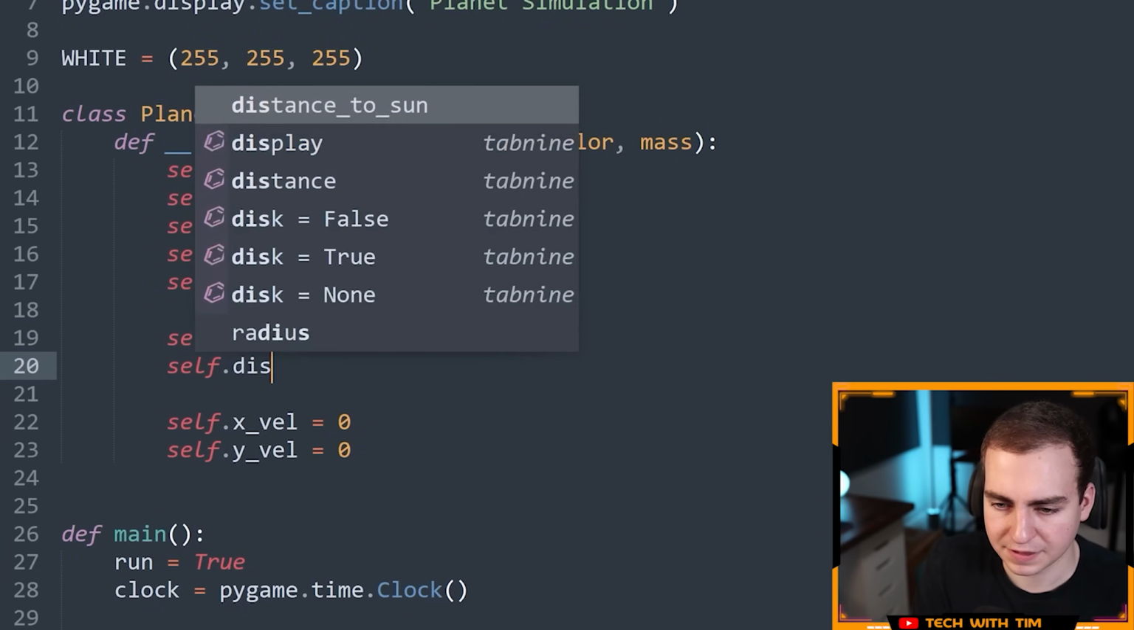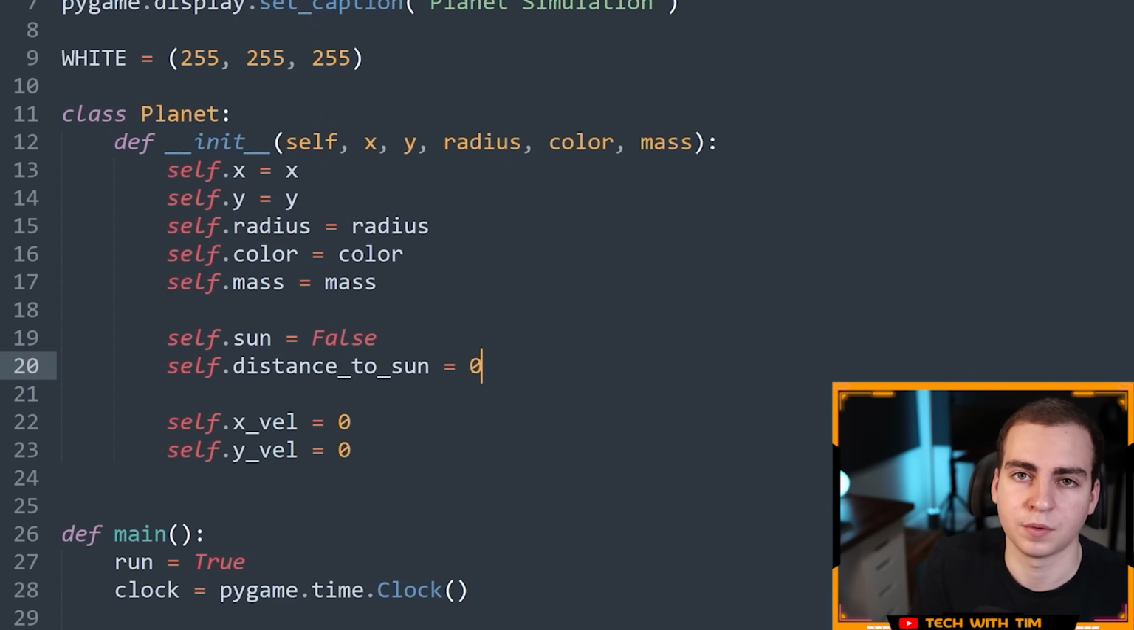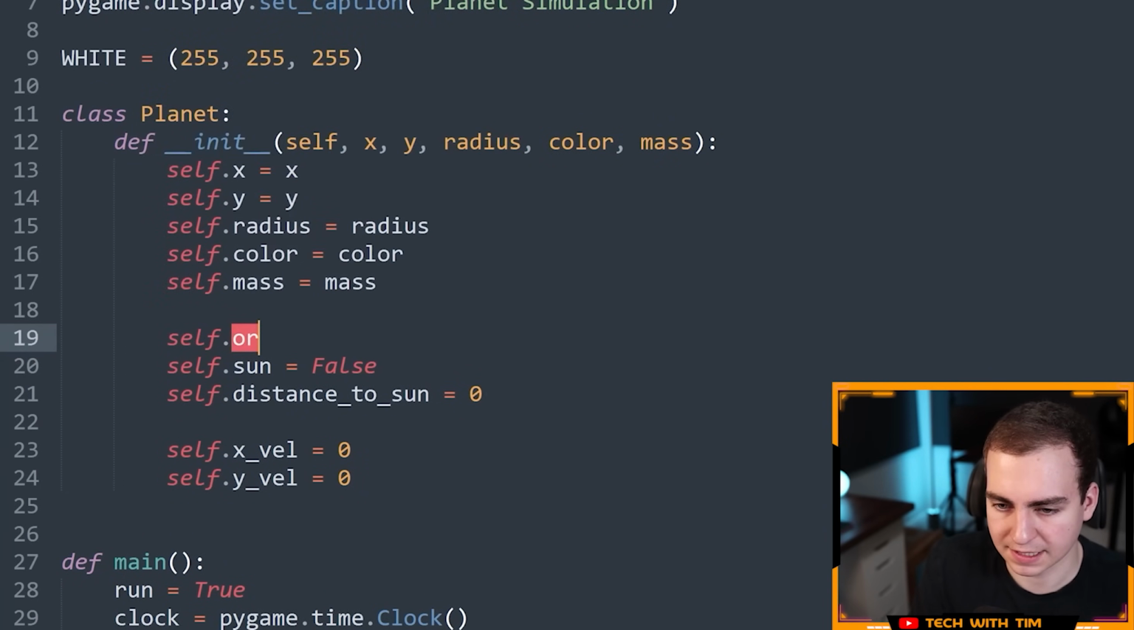And then I'm going to have the self.distance to sun. I'm just going to make this equal to 0 right now, and we're going to update this value for every single planet that we have so that we know what its distance is, and we can then draw that on the screen. And then the last thing that I want is self.orbit is equal to an empty list.